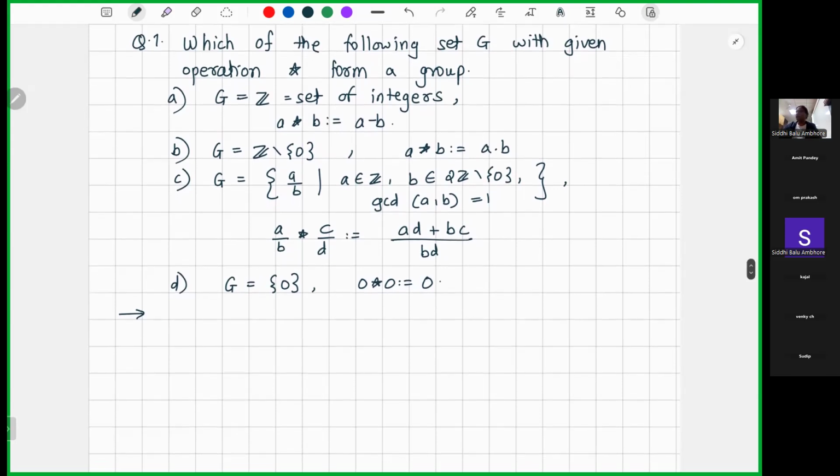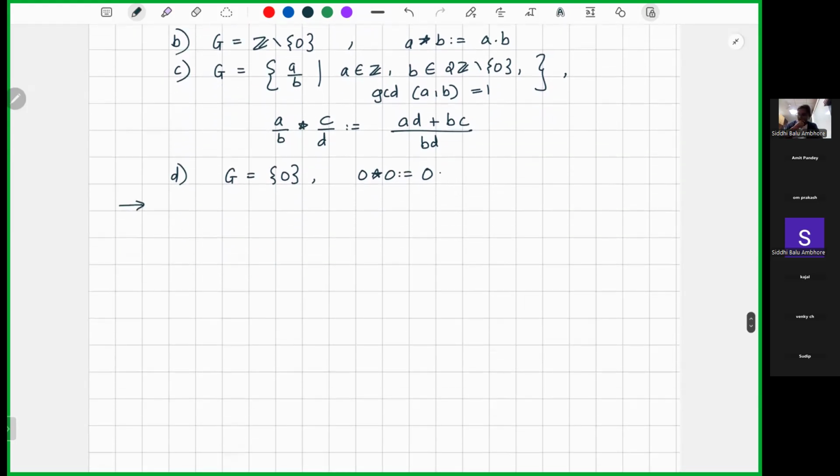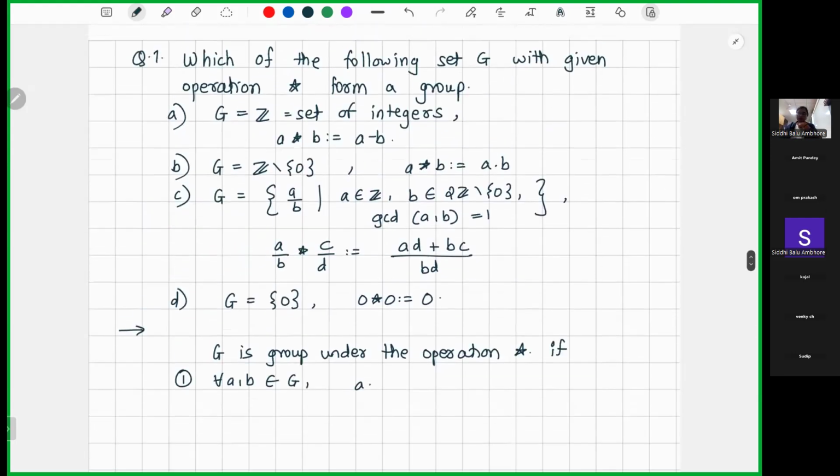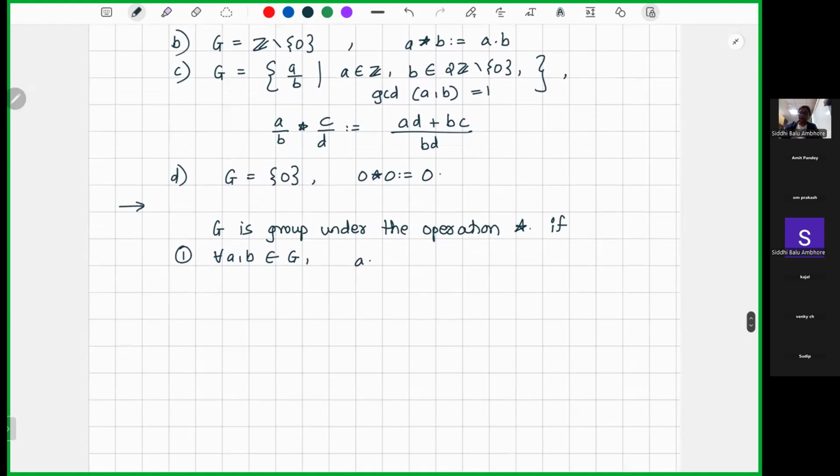So let me just give you a rough definition for the group. We say G is a group under the operation star or dot. Let me write star since we are dealing with star here. If it satisfies certain conditions, the first condition is that for all A comma B in G we have... Option A is not a group, true. Okay, we will see one by one.